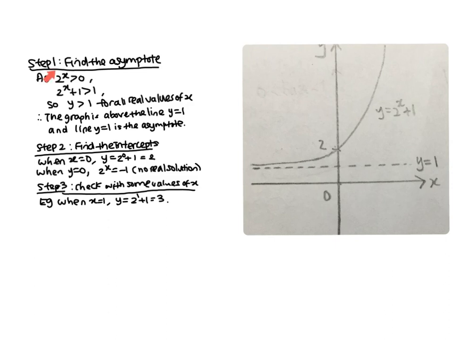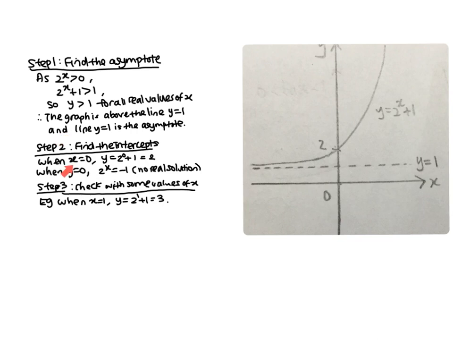Step 1. Find the asymptote. As 2 to the power x is greater than 0, when we add 1 to both sides of the inequality, we will have y greater than 1 for all real values of x. Hence, the graph is above the line y equals 1, and the line y equals 1 is the asymptote.